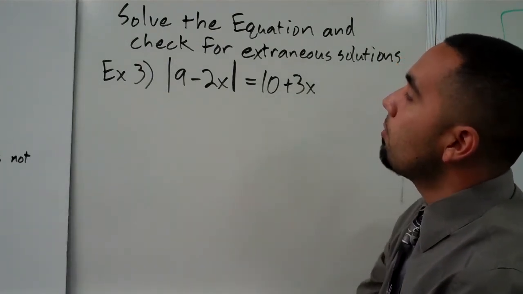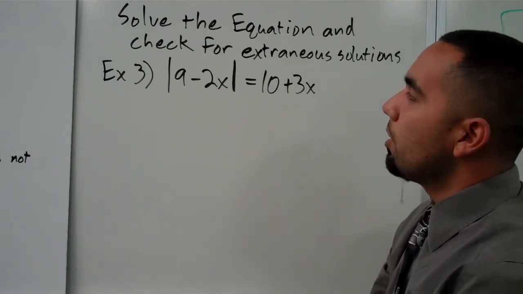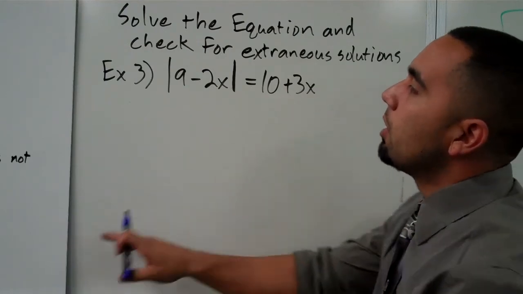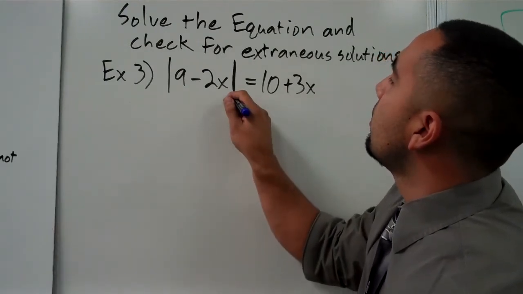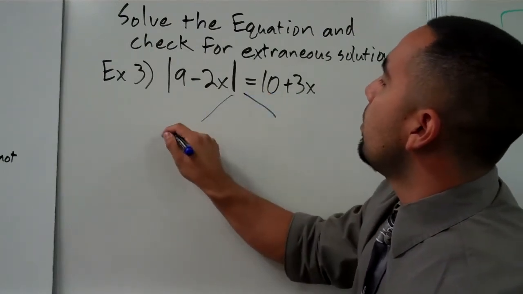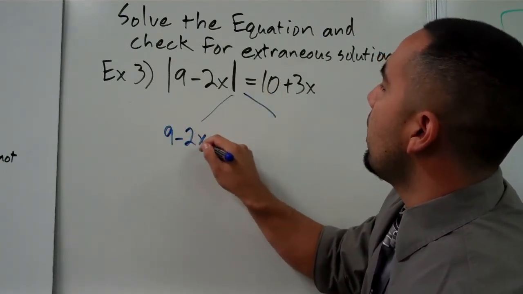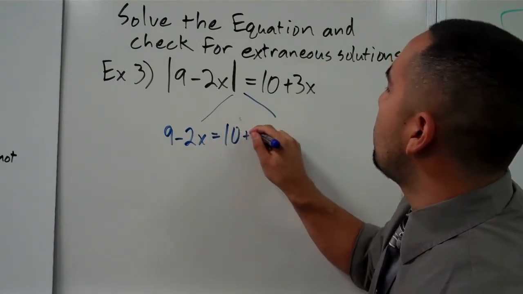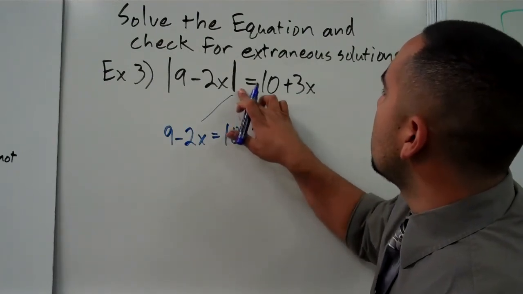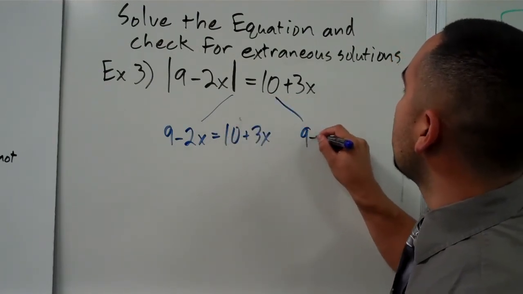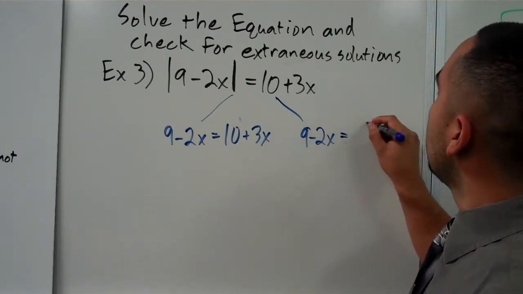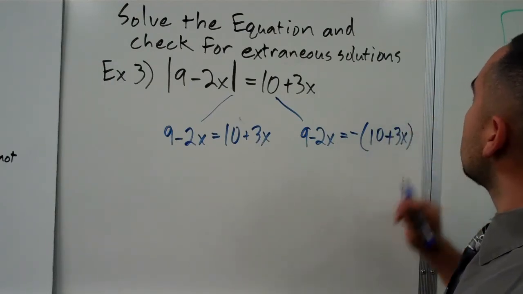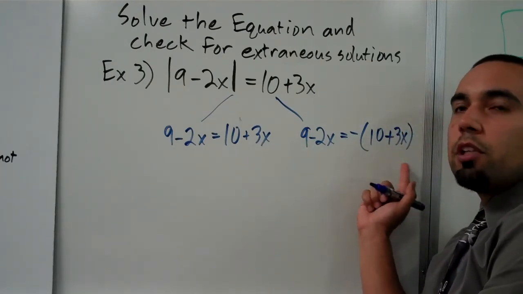Okay, so example number 3, I'm going to do the same exact thing that I did before. But here, look, I have this weird thing over here. It's not just one number. So what I'm going to do is, again, split it into 2. So I get 9 minus 2x equals 10 plus 3x. And then my second equation is 9 minus 2x equals, and remember, I'm applying the negative to the whole thing, so I'm going to put it in parentheses, equals -10 plus 3x.